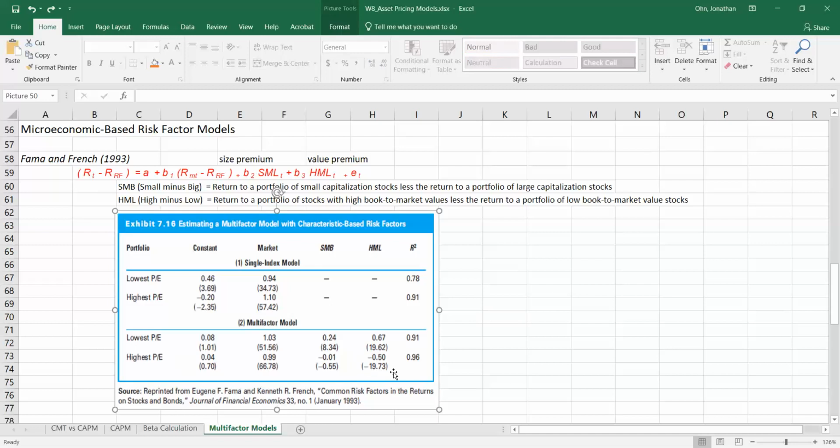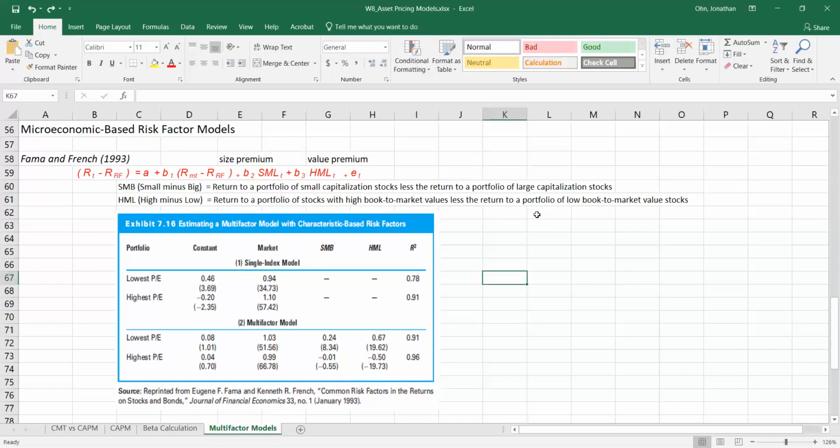Okay. So just remember, this beta 1 is the same as the beta that we learned in the CAPM model. B2 is called size premium. If it is positive, that's a small cap. And B3 is a value premium. If it is positive, this one tends to be a value stock. All right, that's how you interpret.